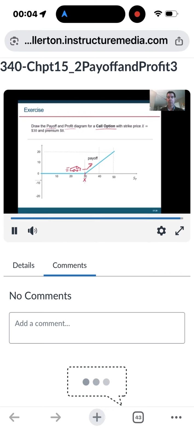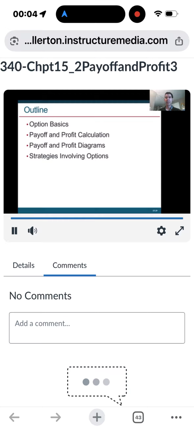And then to get my overall profit or loss, what do I need to do? I need to subtract off the price. So in this case, I'm going to subtract off $8. That's the $8 right there. I just drop it by $8 everywhere. And the dotted line, that is my profit loss diagram. And so I can visualize that and I can see, I want the stock to end up here for me to be in positive profit. Or if the stock goes down, what is the maximum I lose? Just the option premium, or $8. Okay, that is a brief introduction to payoff and profit diagrams.